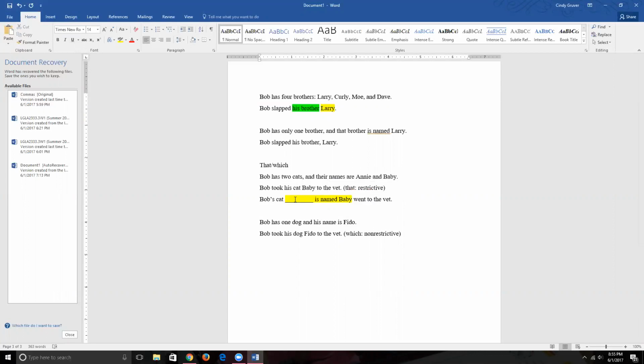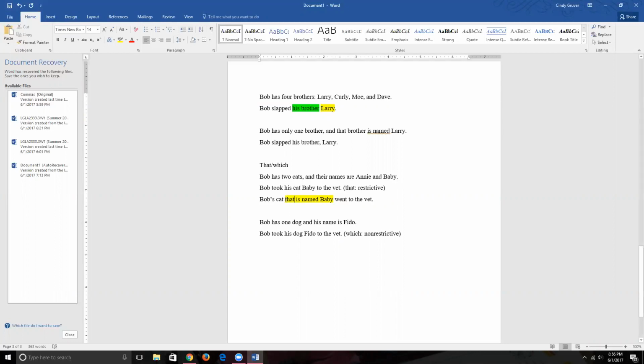Do we need the material in the yellow to make sense or to help us make sense of the statement, Bob's cat went to the vet? Well, yeah, we do, because Bob's cat could be Annie or it could be Baby. So this gives us necessary information. When you need the information, you use that. And you never use that if it's a human being, but for animals and for inanimate objects, we use that.